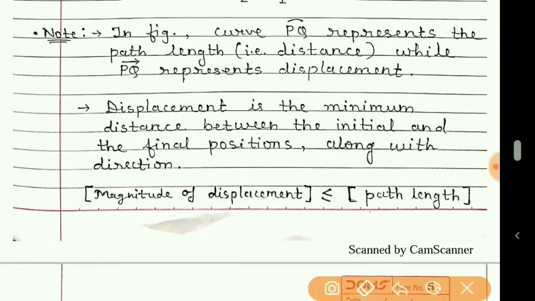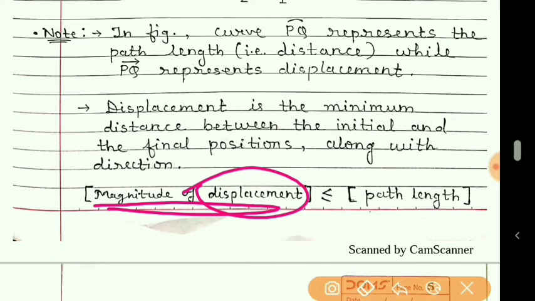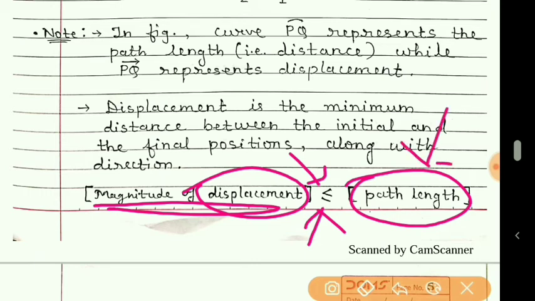So finally, if I take the magnitude of displacement, then that displacement can be either smaller than or equal to, that is less than or equal to, the path length. And this we have also studied in chapter number 3, that displacement is less than or equal to the path length. Displacement can be negative, positive or 0, but path length is always positive.